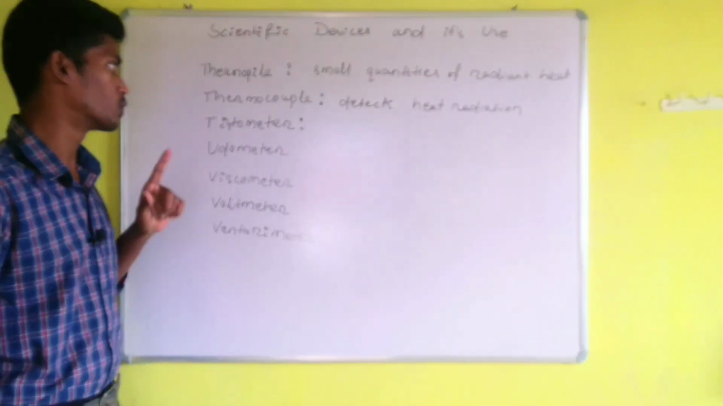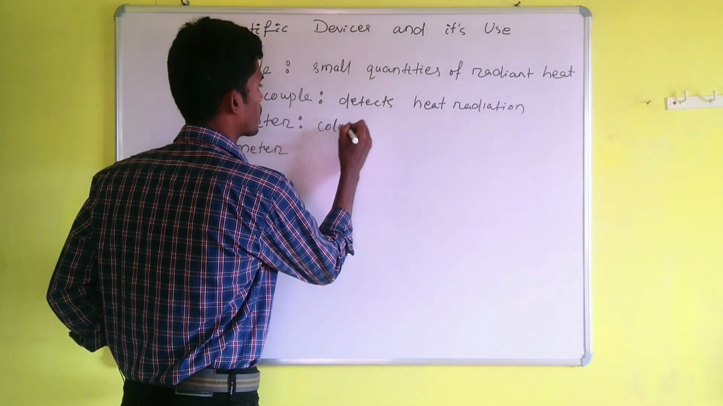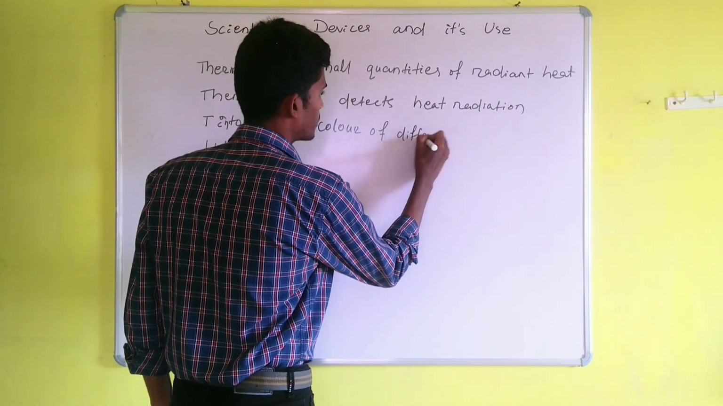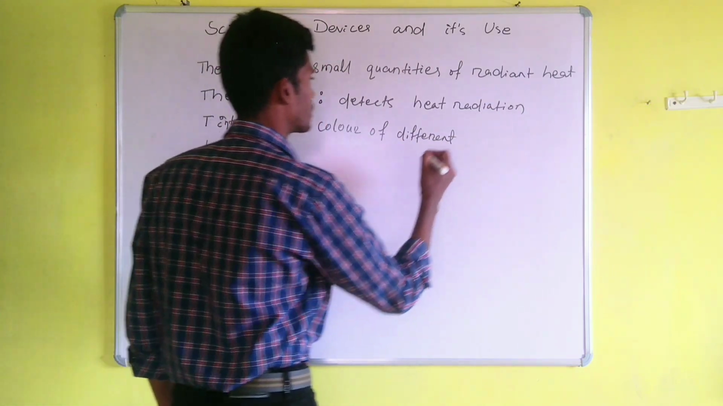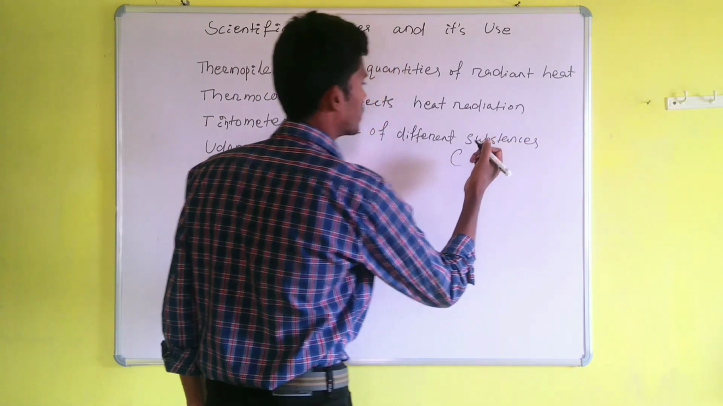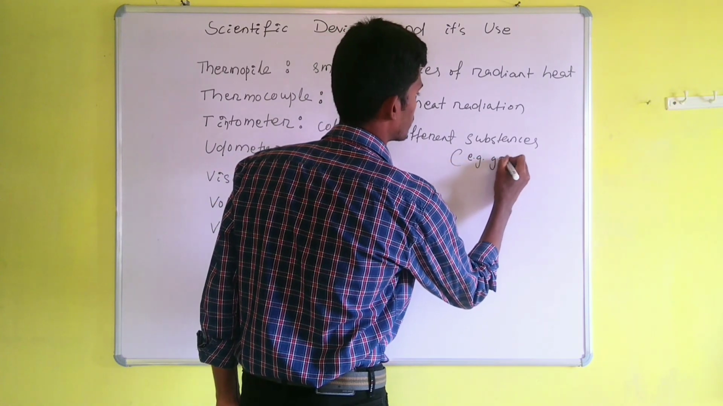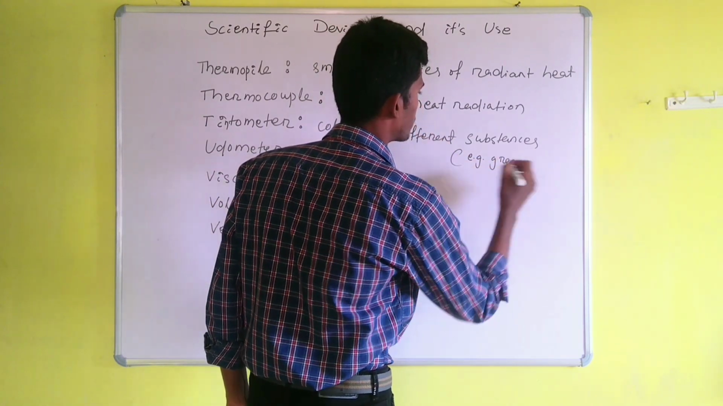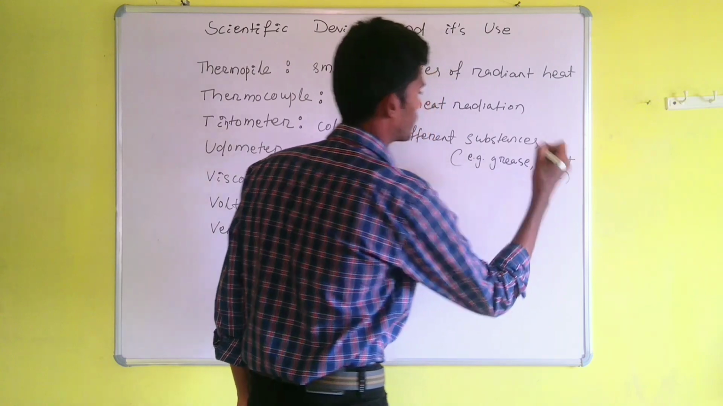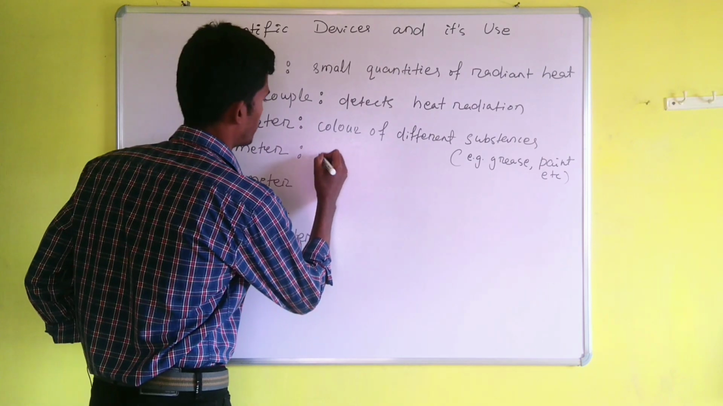Tintometer is used to measure color of different substances, grease, paint, etc. Odometer is used to measure the amount of rainfall.